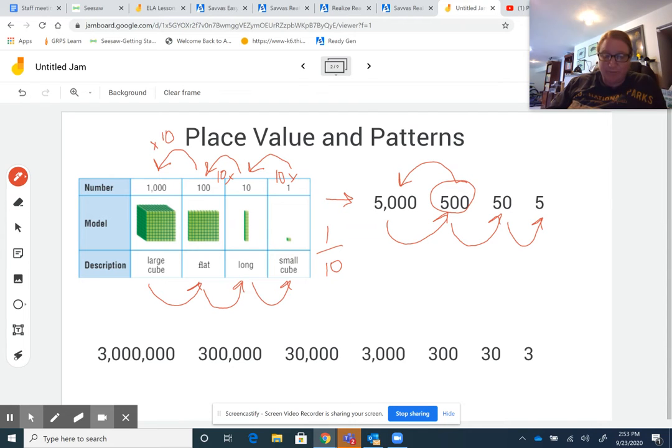If the number is getting bigger, then it would be 10 times, or a multiplication of 10, 10 times, 100 times, 1,000 times. Or if we're going smaller, it could also be 1/10.